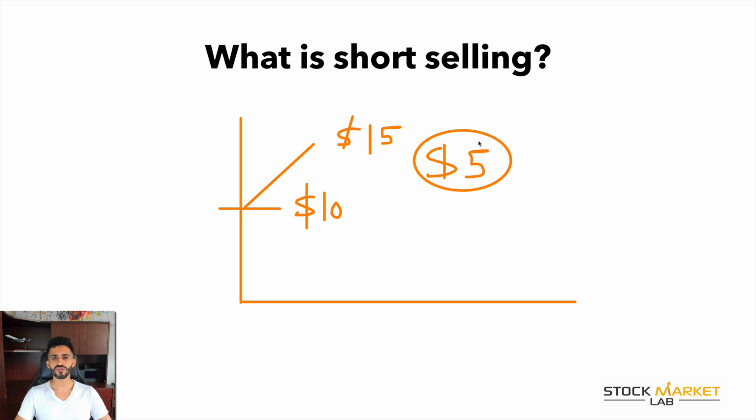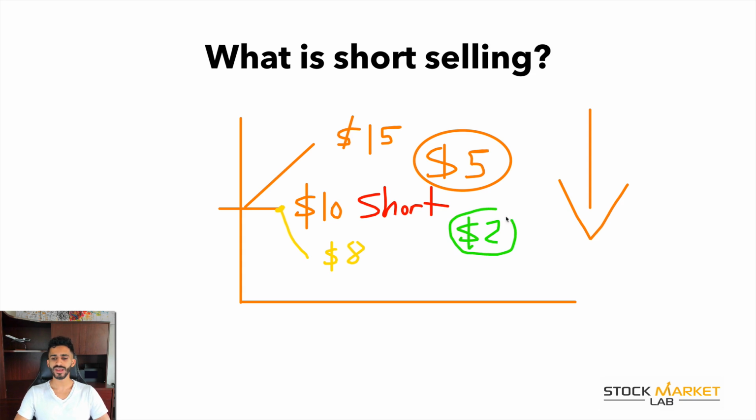But what a lot of people do not know about trading is that you can also make money when the stock price goes down, right? So let's say you short a stock. I short this stock at $10. If this stock goes below 10, let's say it goes from $10 to $8, at this point I am up $2 per share. So you can also make money when a stock's price goes down. That is known as short selling, right?